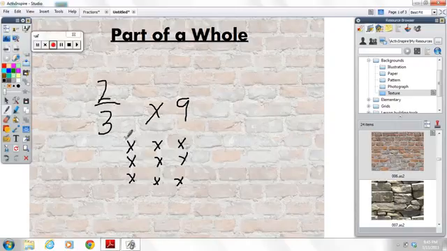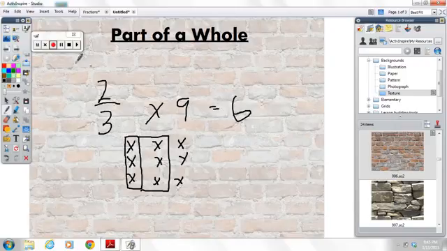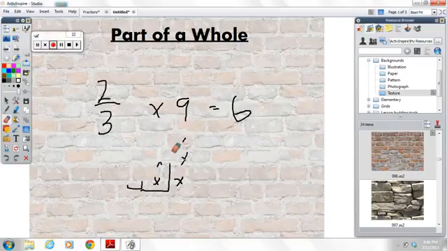Well, the question is, what's 2/3 of 9? Well, 1/3 of 9 equals 3. If we take another third of 9, that is 2/3 of 9, we have 6. Therefore, 2/3 of 9 equals 6. Now that's just a way of modeling a multiplication of a fraction times a whole number.